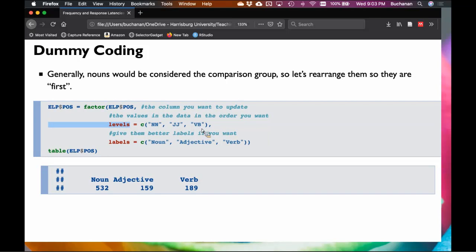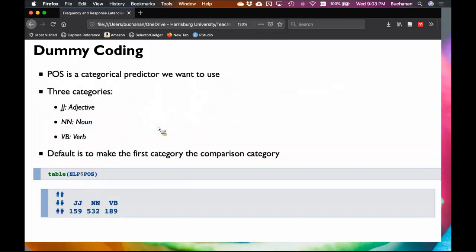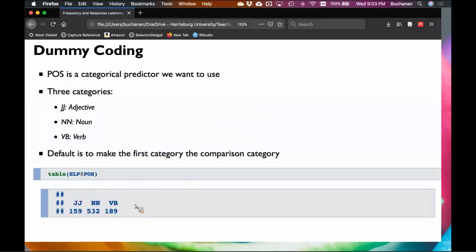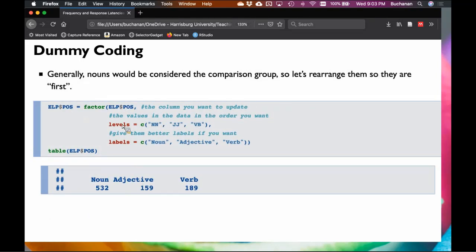Now, levels here has to be what's in the data. If you called it noun here, it would not find that because the data is JJ, NN, and VB. I'm struggling today with the mouse, sorry. So the second argument for factor here needs to be what's already in the data, which is the levels command. And then I actually gave them better names too. So I've got noun, adjective, and verb. And you'll see that they reordered.